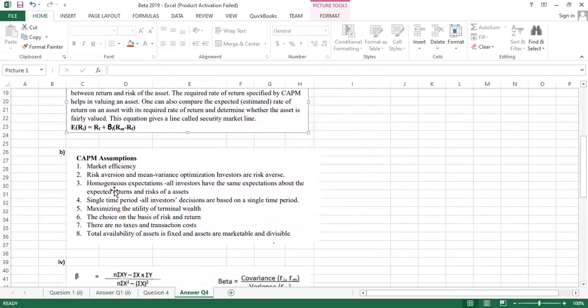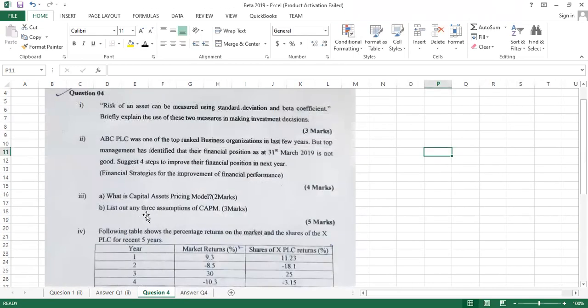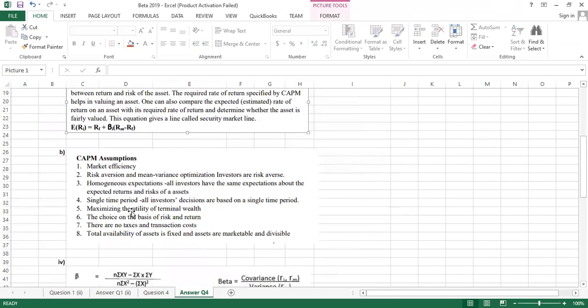Then this is the CAPM assumption. Question number 3, part B, they asked for the CAPM assumptions. There are 8 assumptions. They asked only for 3 assumptions. I will give the answer with all 8 assumptions. Market efficiency, risk aversion and mean variance optimization.